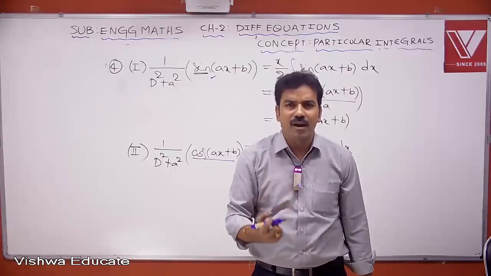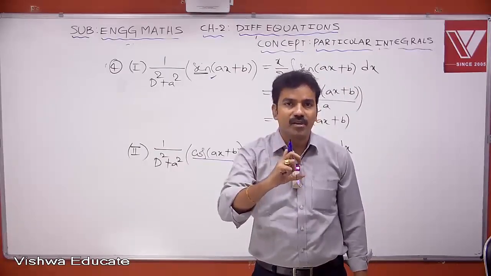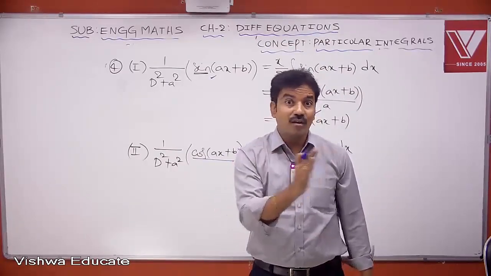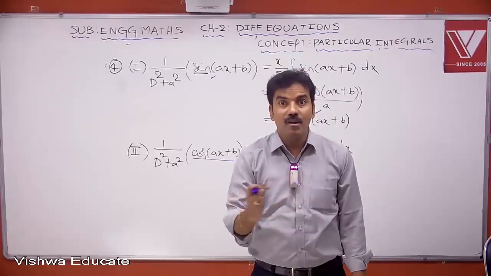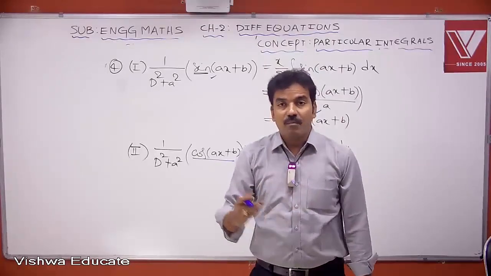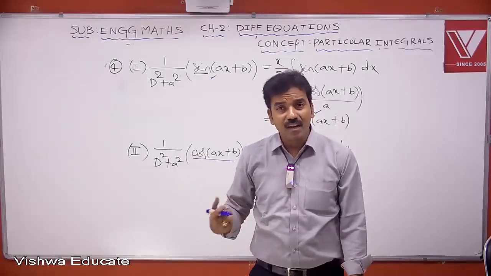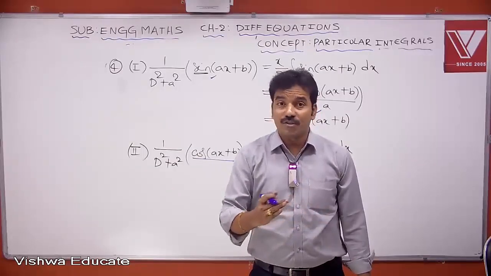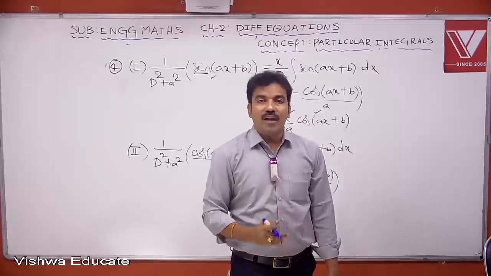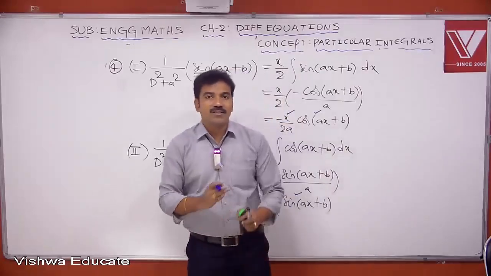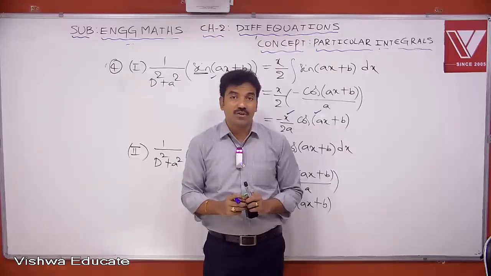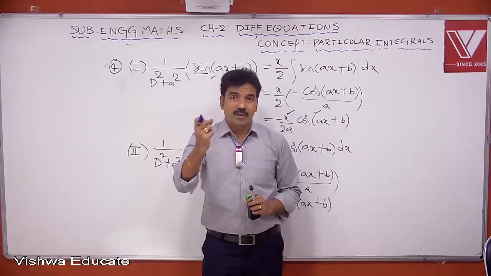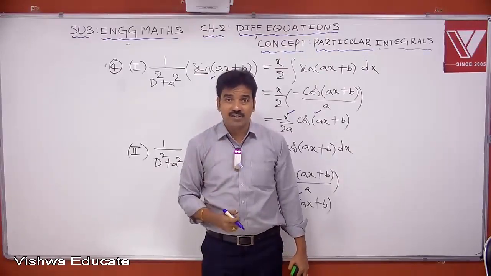Of course, when you replace d by a, 1 by f of d becomes a constant expression. But before that constant expression, we have x power k by k factorial. So it's a variable multiple of the exponential function. Here also we are getting variable multiples of this. Therefore, we are getting a constant multiple of some function, meaning the denominator will not be zero when d is replaced by a or d square is replaced by minus a square.